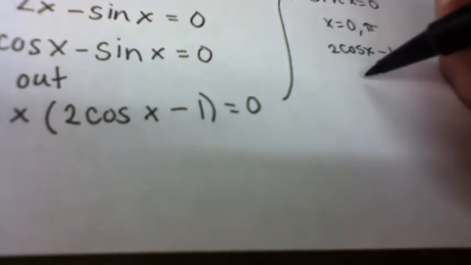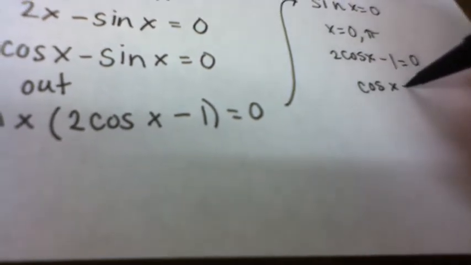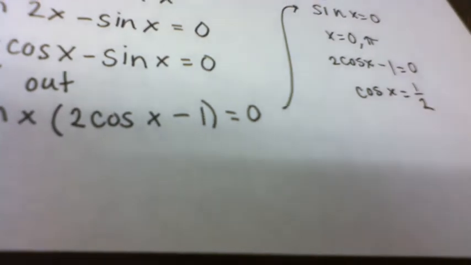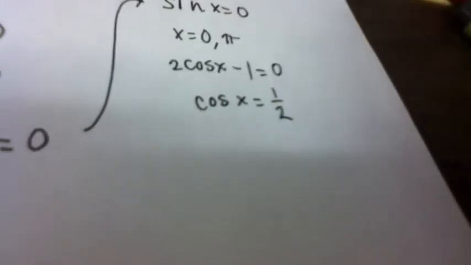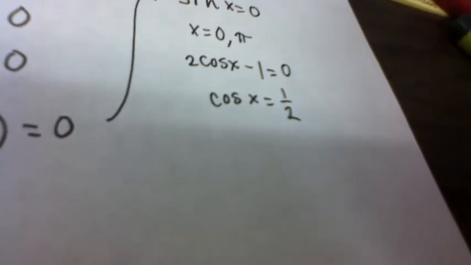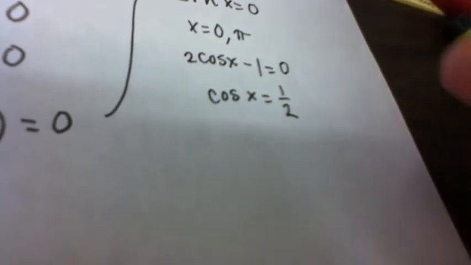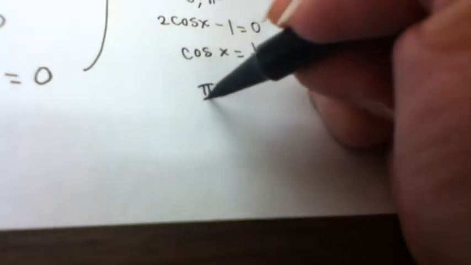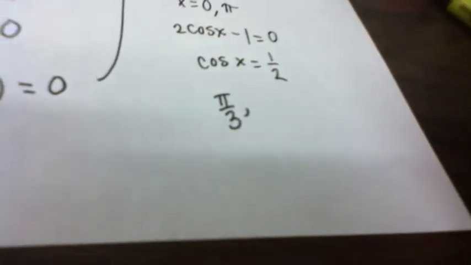Okay? Then we take the other factor, which is 2 cosine x minus 1. Move the 1 over and divide by the 2. Doesn't that mean cosine x will equal 1/2? So where does cosine equal 1/2? 60 degrees in the first quadrant, but we have to call that what? Pi thirds.